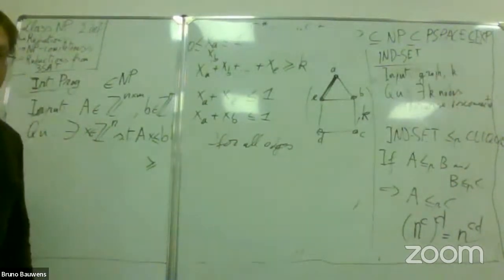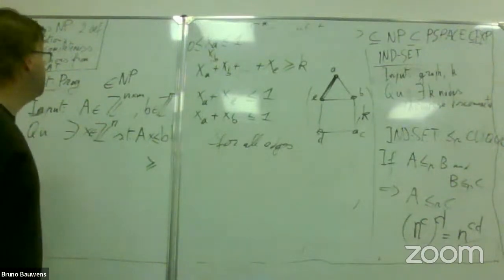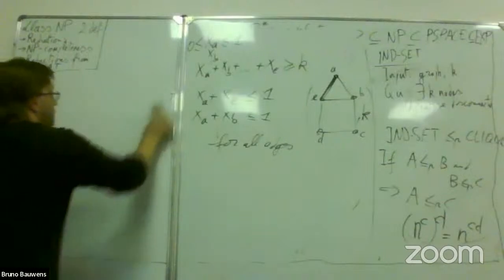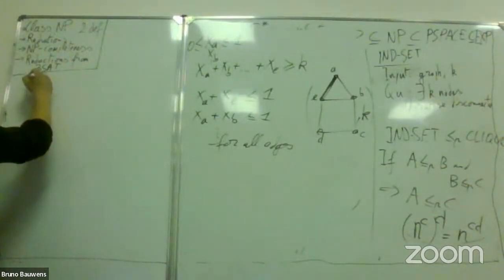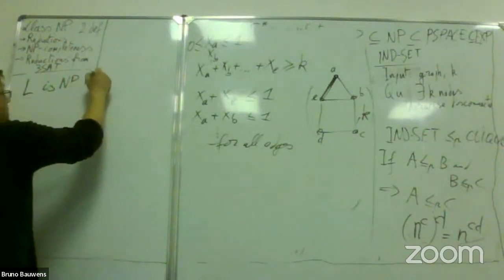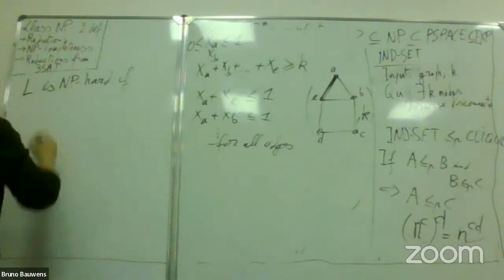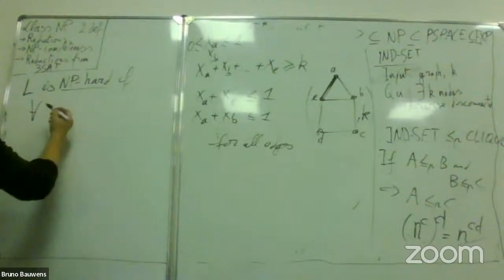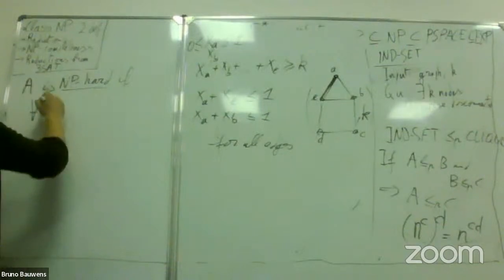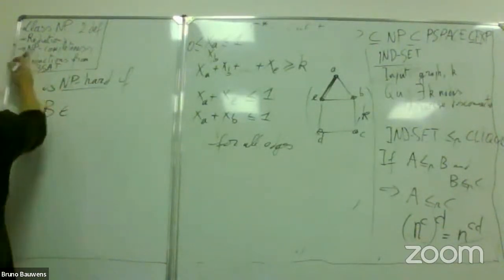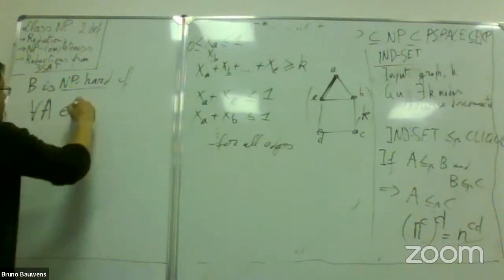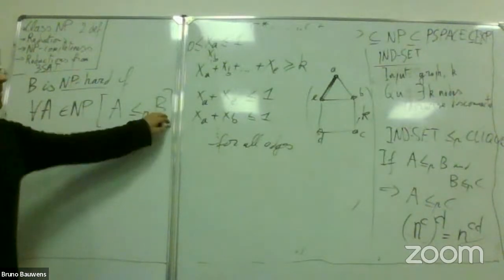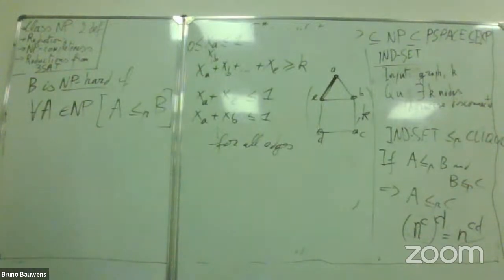Now let us finally say what is NP-hard and NP-complete. A language A is NP-hard if for every B in NP, B reduces to A. So NP-hard means harder than any language in NP. Extremely easy, yeah. So NP-complete.